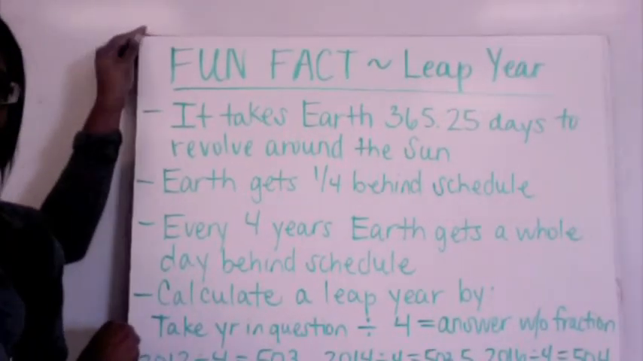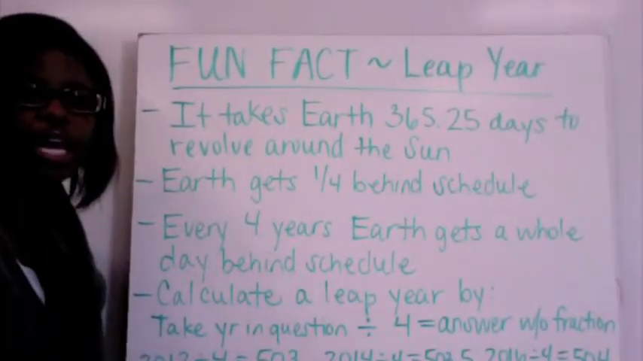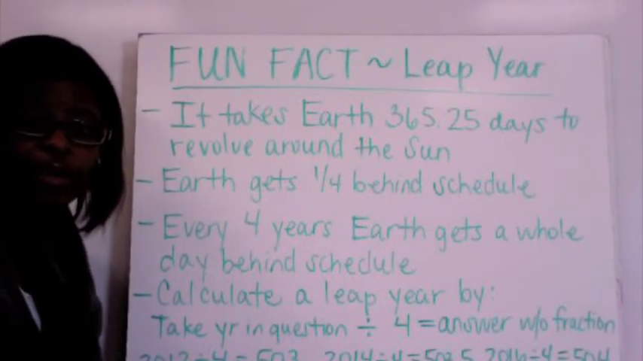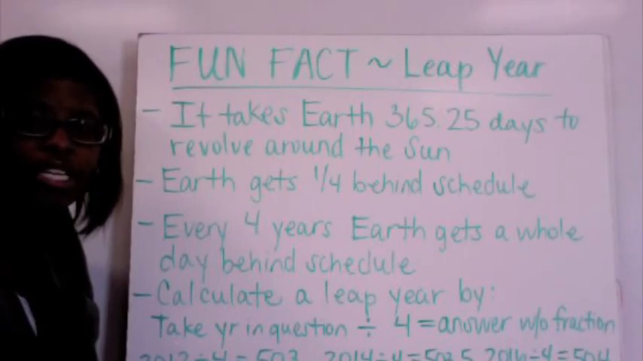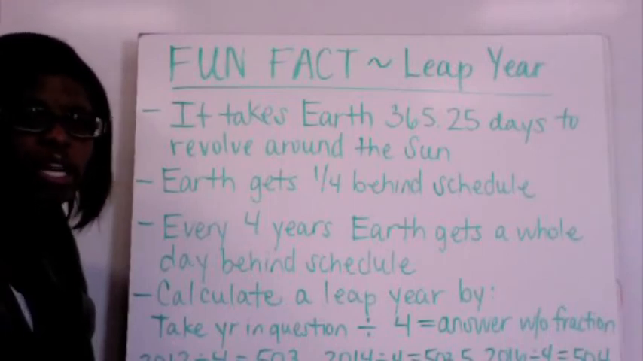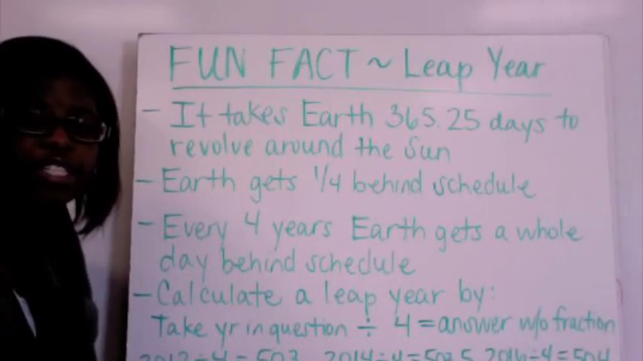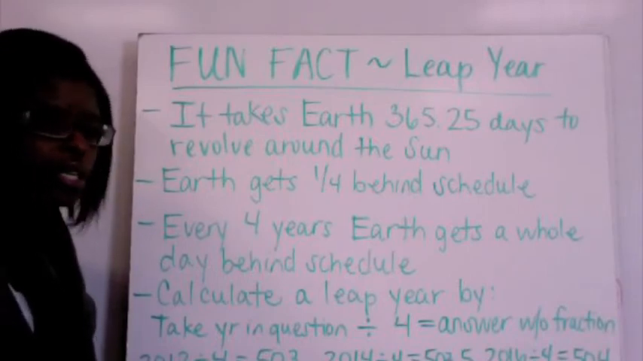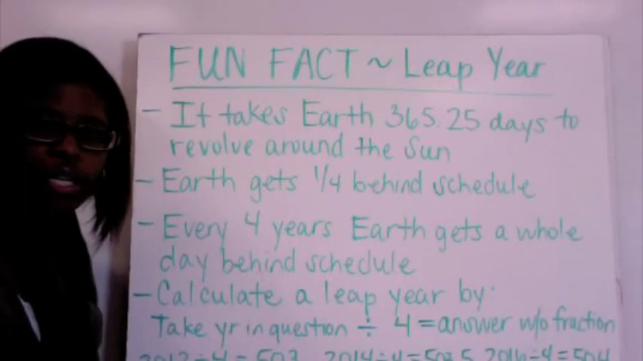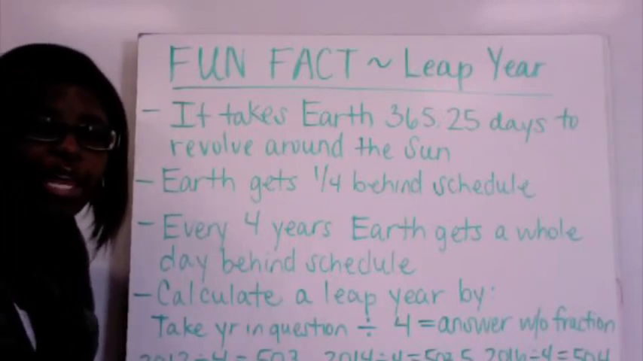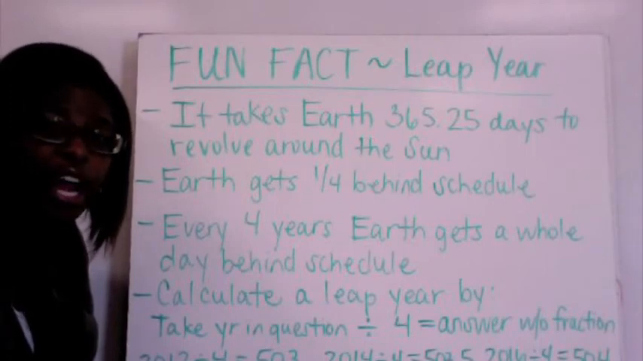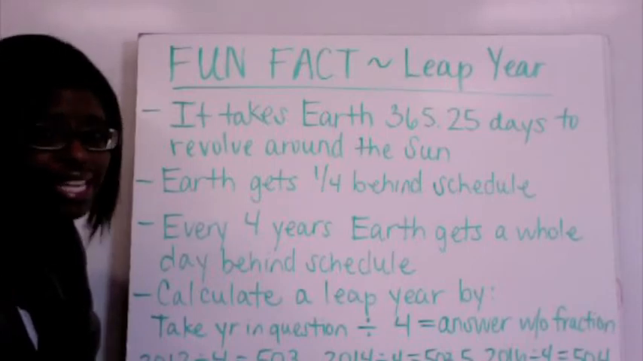So I have a fun fact here for you, and it's about a leap year. So it takes the Earth, like we said, 365.25 days to revolve around the sun. So the Earth gets a quarter day behind schedule each year. So every 4 years, the Earth gets a whole day behind schedule. So in order to calculate a leap year, what you're going to do is take the year in question and divide that by 4. And if your answer is a whole number without a fraction, then you know that you have a leap year. And if it does have a fraction, it's not a leap year.